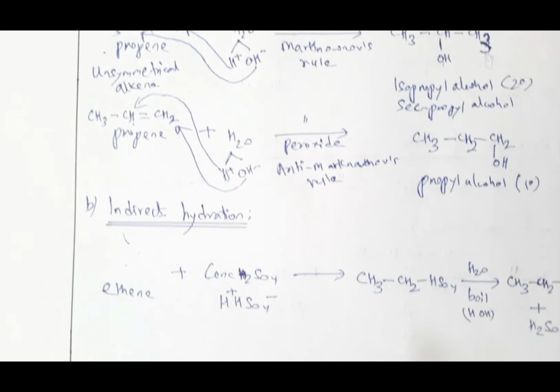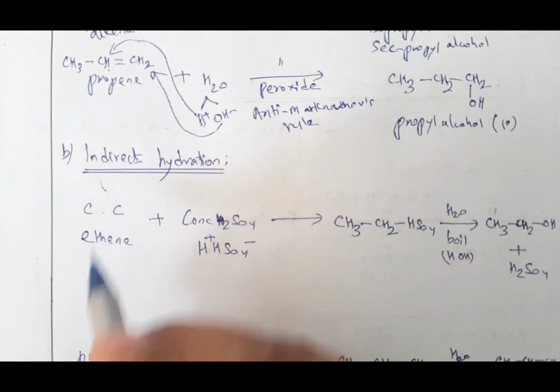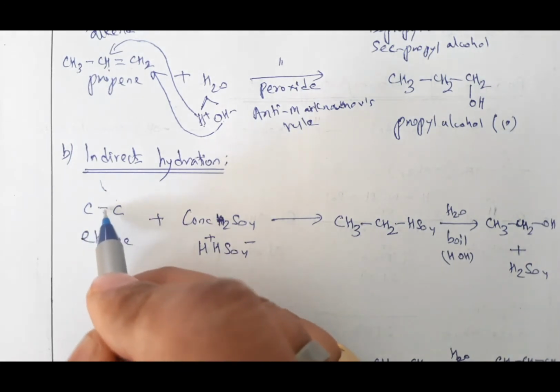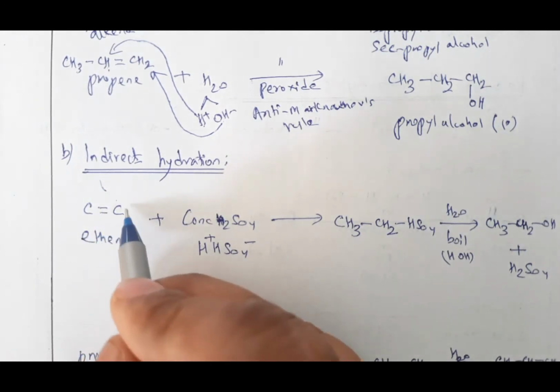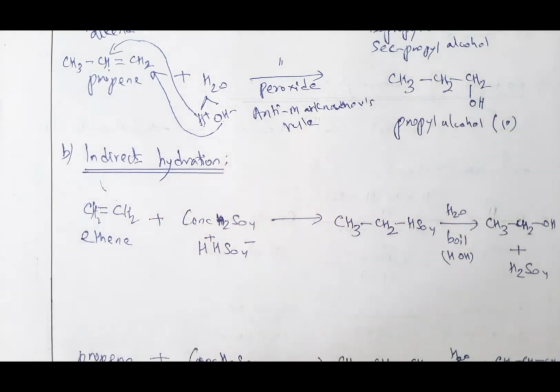Now we'll see indirect hydration, students. So eth means how many carbons? 2 carbons. ENE means double bond. Carbon valence has to be 4: 1, 2, 3, 4. To make 4, you add hydrogen. So this is your ethene.